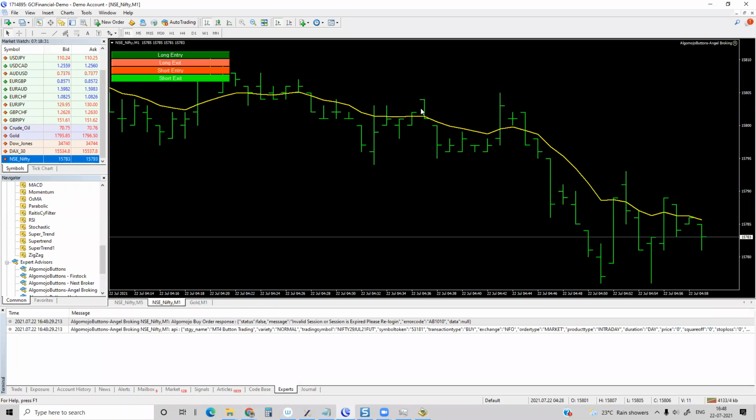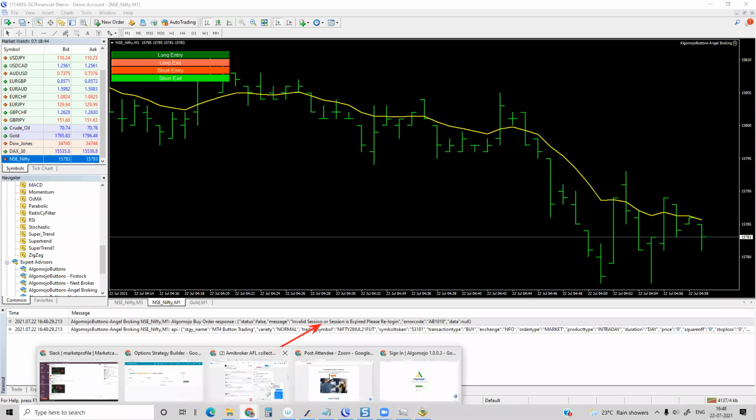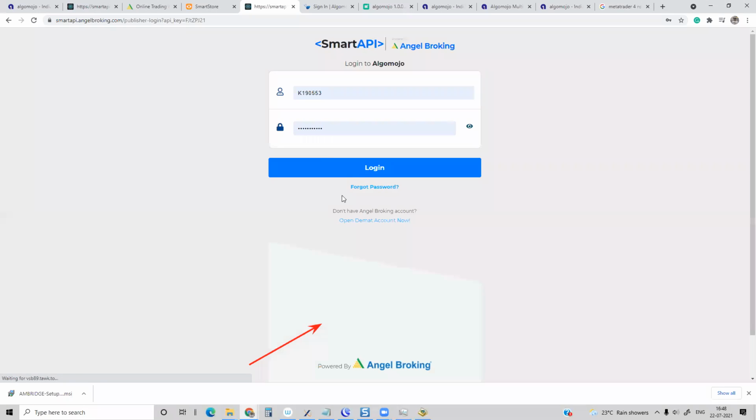I'll send the entry order. You can see what it is saying: it says we already logged out of Algomojo, so please log into Algomojo to place orders. Now, also showing you, I'll go to Algomojo again and log in with the application.